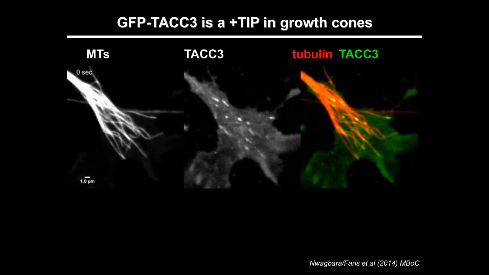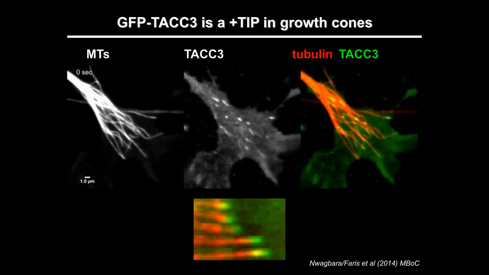So when Beth sat down at our spinning disc confocal, the first time she ever sat down at this microscope in our lab, and she was imaging GFP TACC3, she saw that TACC3 was accumulating at the tips of these microtubules in growth cones. Here at the bottom, there's this montage of a microtubule over time. You can see that TACC3 GFP is labeling the end.